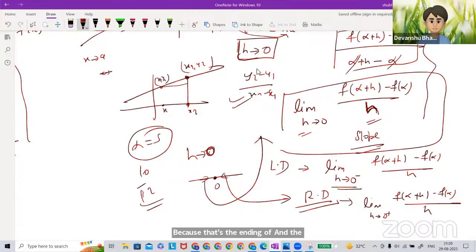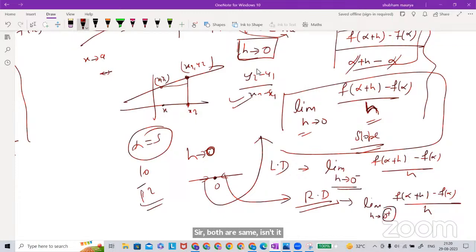Sir, both are the same, isn't it? The left-hand derivative and right-hand derivative formula. So only this one is changing, no? The formula is the same, everything is the same. Here is the change, here is the change. Now this will be very much clear. Now we will solve a problem. We'll see.